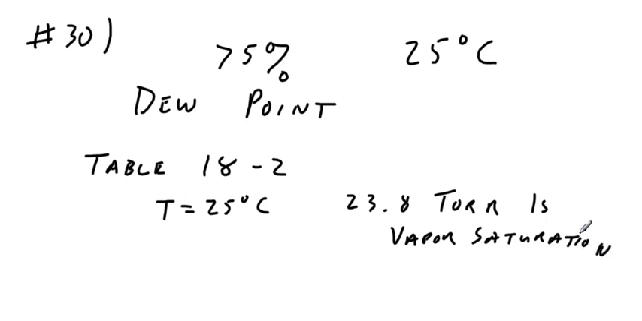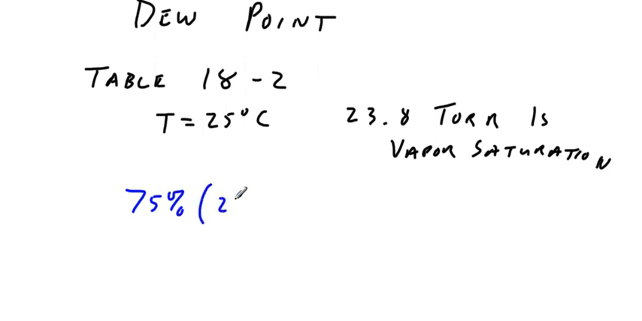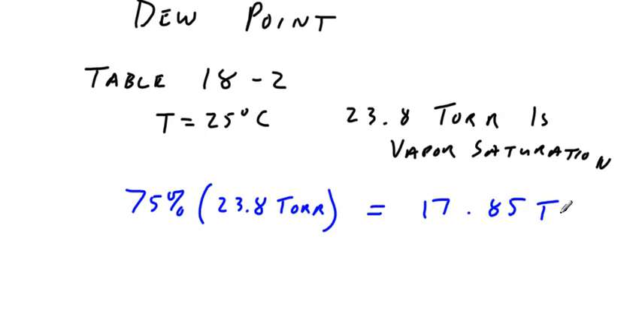Okay. 75% humidity means 75% of that 23.8 torr. And that's going to be, using my calculator, 17.85 torr.